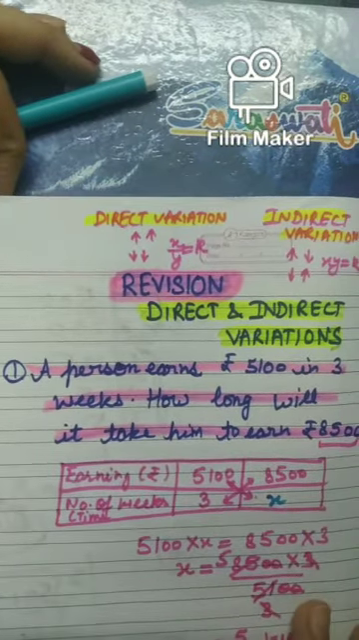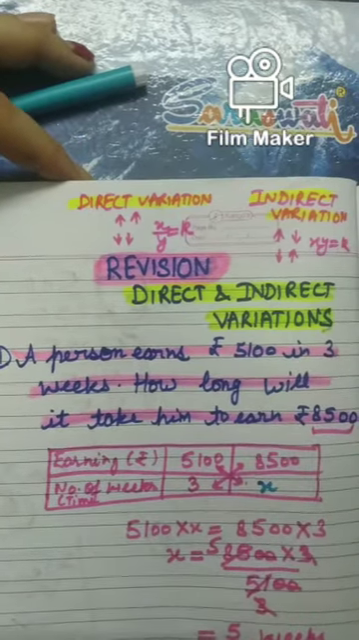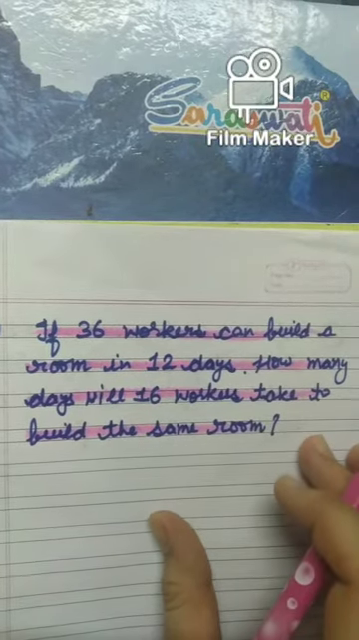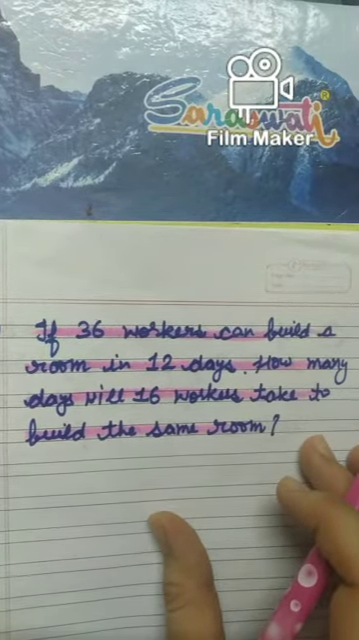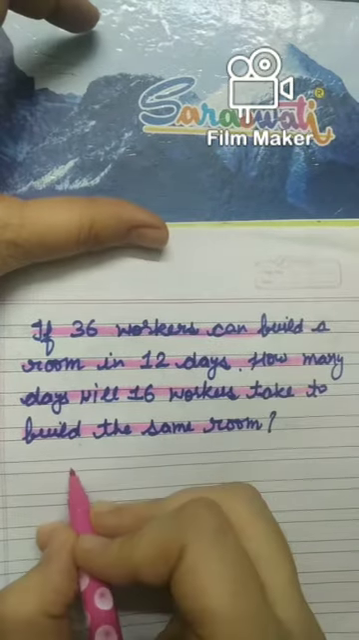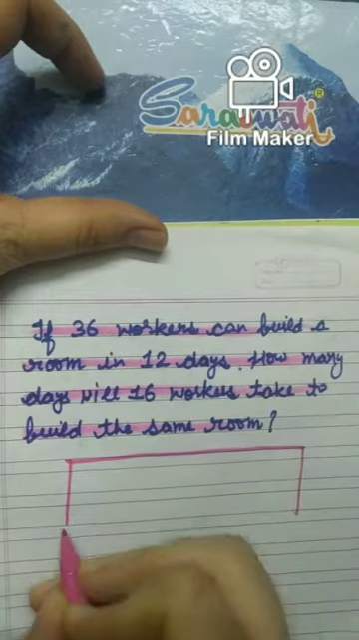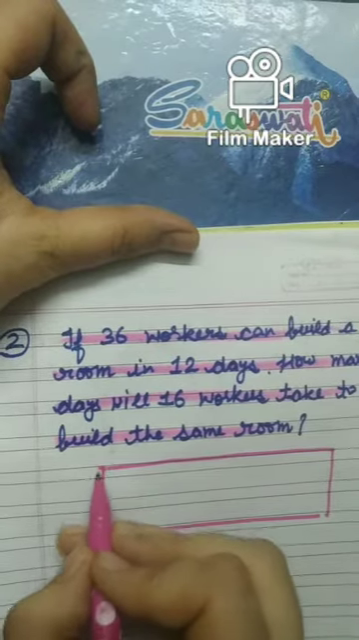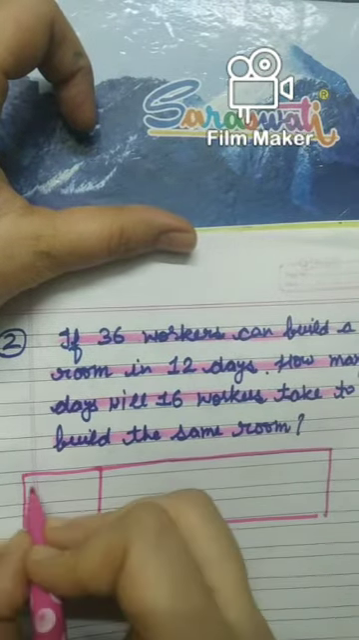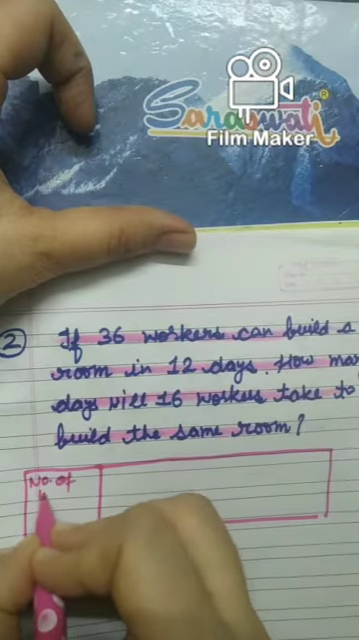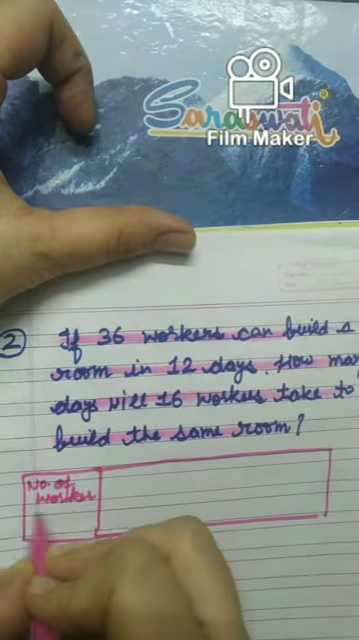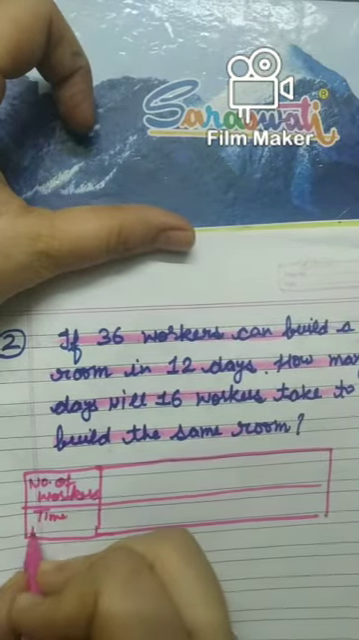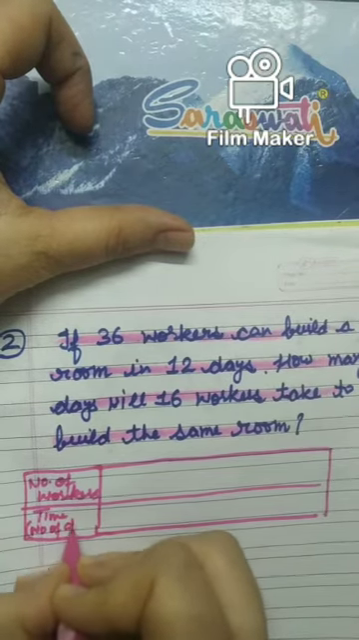Okay. Coming to the next question. I hope it is clear. If 36 workers can build a room in 12 days, how many days will 16 workers take to build the same room? See beta, what factors are given in that? First I will make a table. My first step is to make the table. Whatever quantities are given, you have to write in this. So in this they are talking about number of workers, right? And they are talking about time, and time is given in days. You can write number of days.